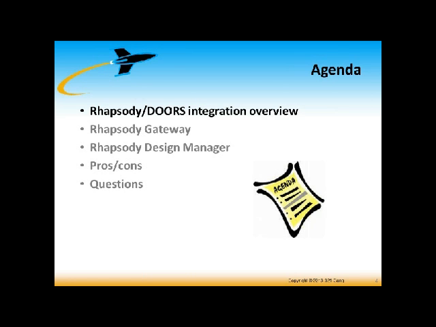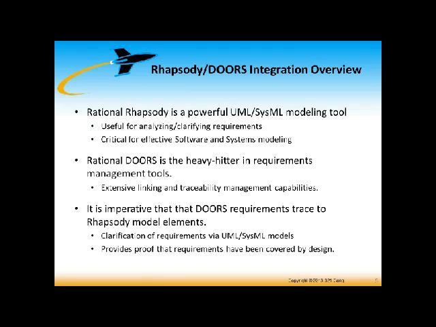So to start off with Rhapsody and Doors integration overview, again, for those of you that don't know, Rhapsody is an extremely powerful UML and SysML modeling tool. It does a lot of things in addition to that as well. You can simulate your models to make sure your logic is correct and that your assumptions and diagrams are doing what you expect them to do. You can generate production-ready code from it if you so choose. You can, again, do a variety of different things.